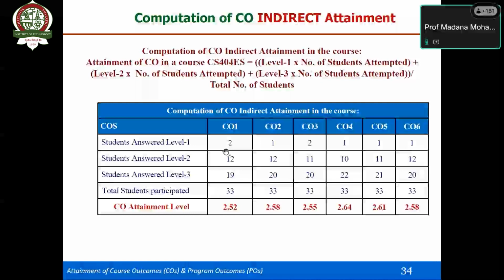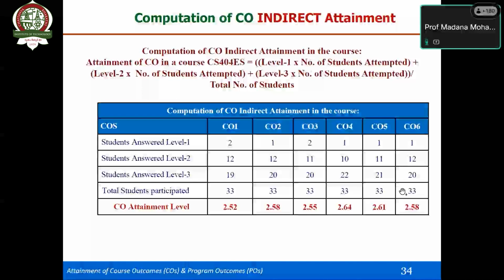Now you can see the calculation. For level 1, 1 into how many students attempted: 1 into 2, plus 2 into how many attempted, 12: 2 into 12, plus level 3, 3 into 19. So 1 into 2 plus 2 into 12 plus 3 into 19, whole divided by x plus y plus z, or total, which is also 33. Then you will get the overall attainment level 2.52 for CO1 of that particular course in indirect attainment. Like that, for every CO you can find the indirect attainment value.